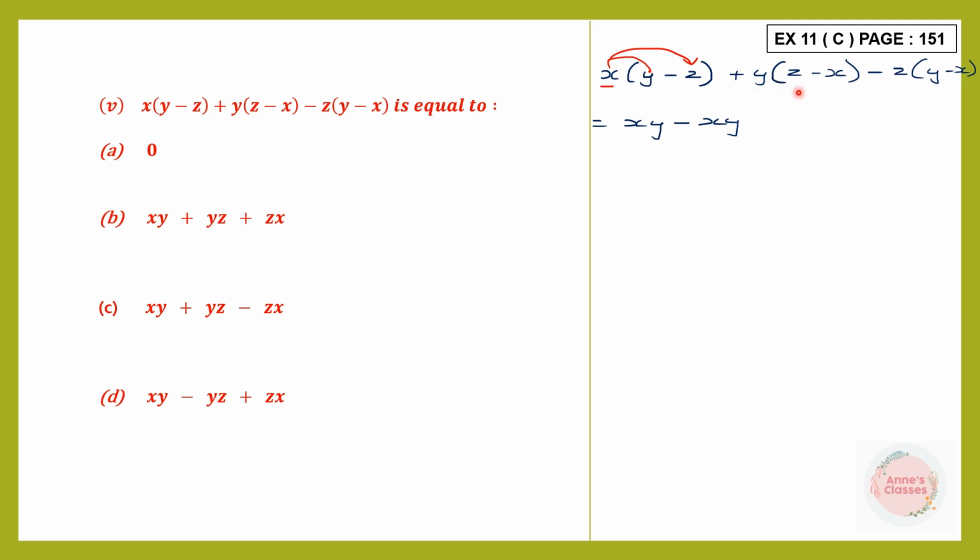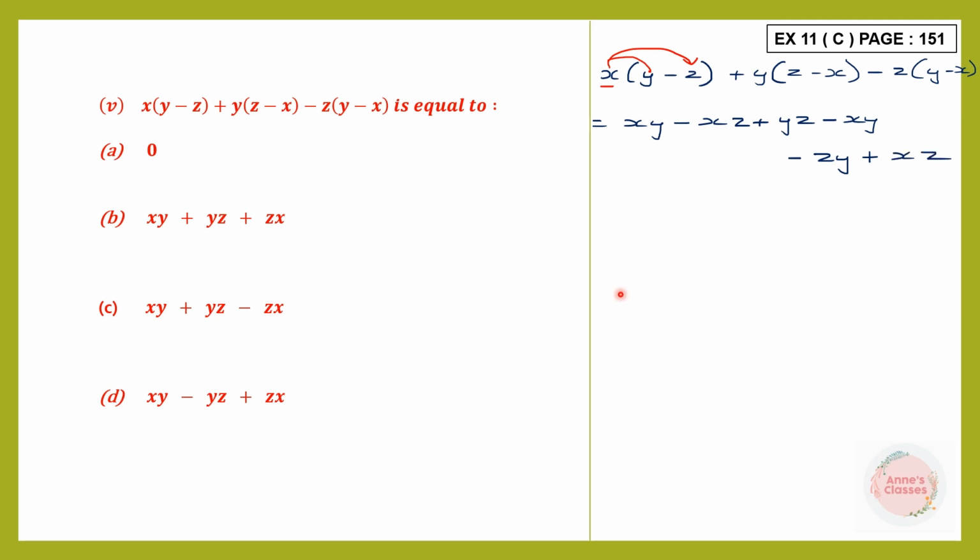Now we go on to the next part, do the multiplication here. Y into z is yz, so that is plus yz. Then we write minus y into x, which is minus yx or xy. Now let's go to the last part here. Here we have minus z into y, minus zy. Then we multiply minus z into minus x: minus into minus is plus. So that is plus zx or xz.